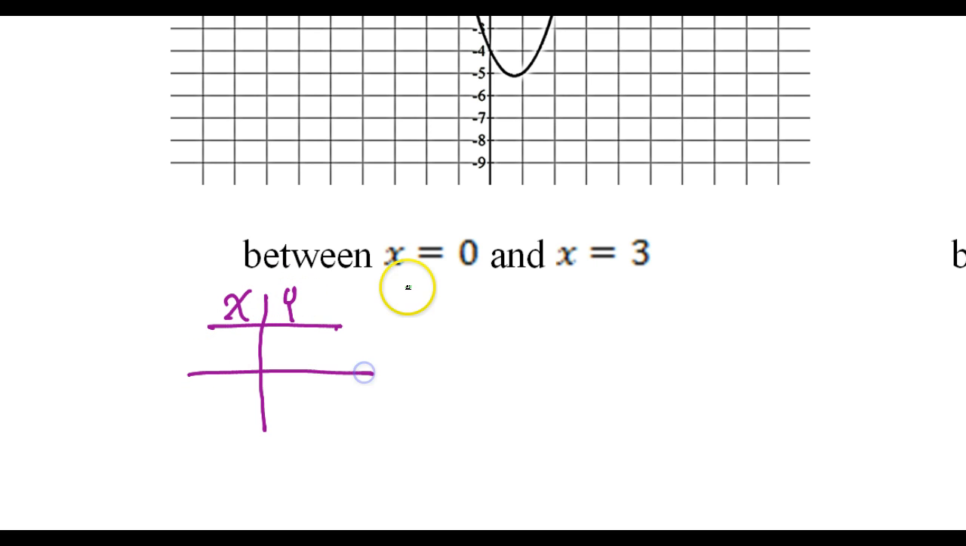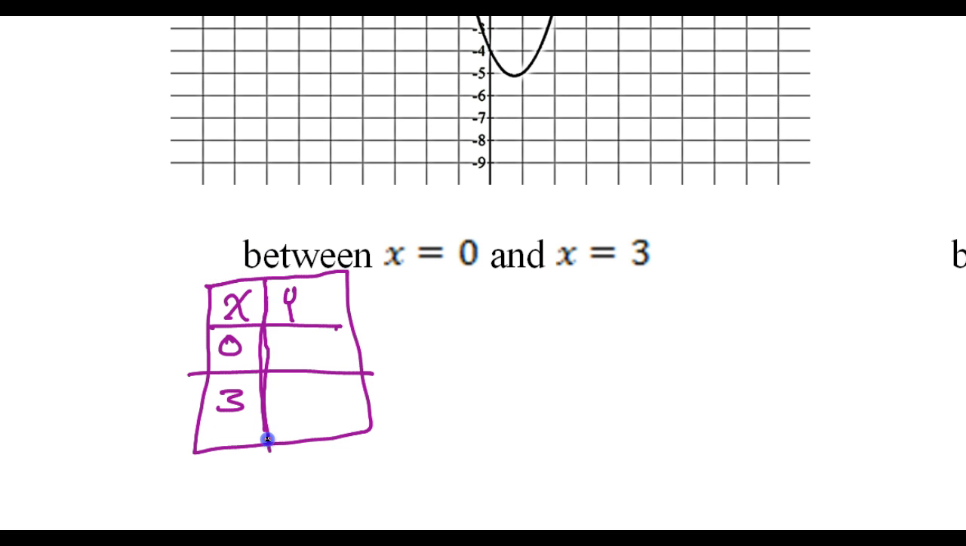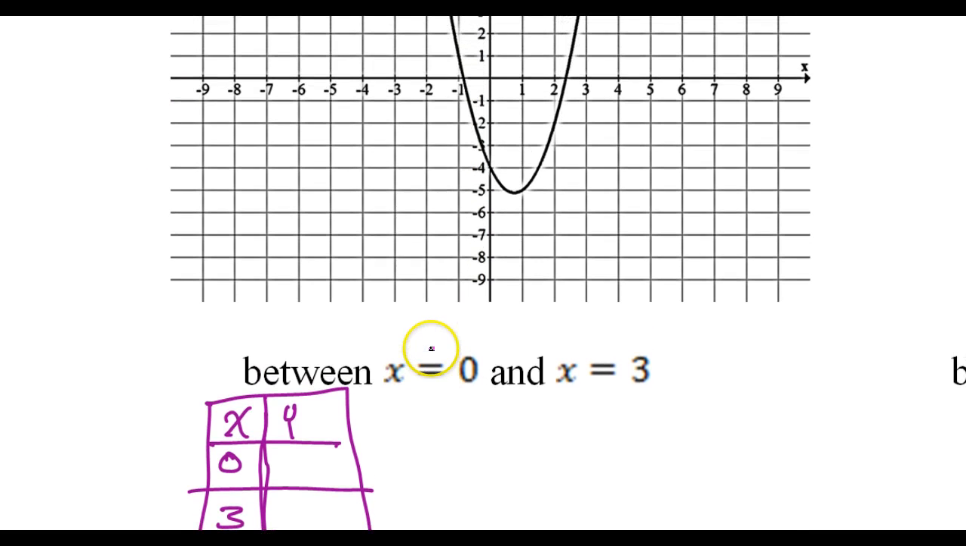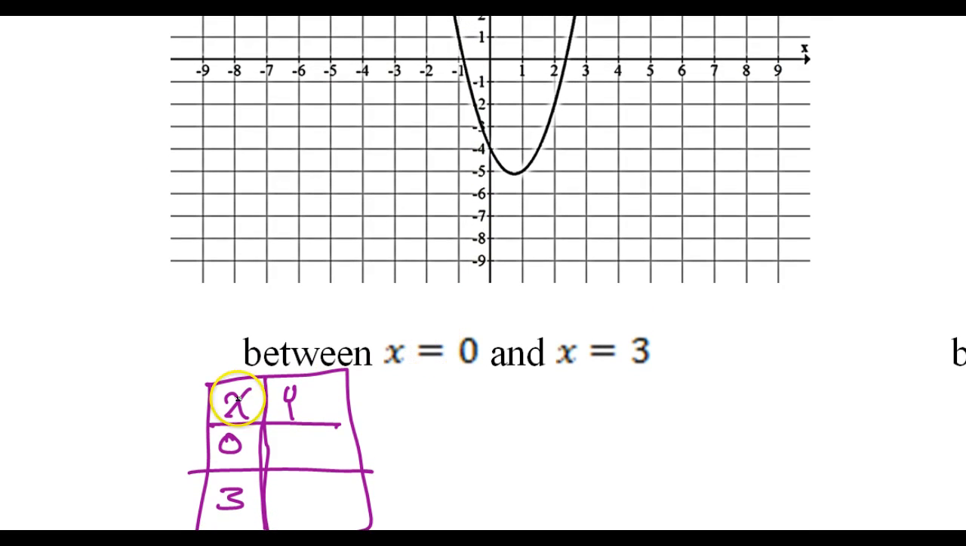Okay, so they're giving us x values of 0 and 3. Alright, so let's find the y values that go with these particular x values. And we will find those y values from the graph. So if I go to an x value of 0, alright, that would be right here. I look down, kabam. The y value at 0 is -4. So I've got 0, comma, -4.